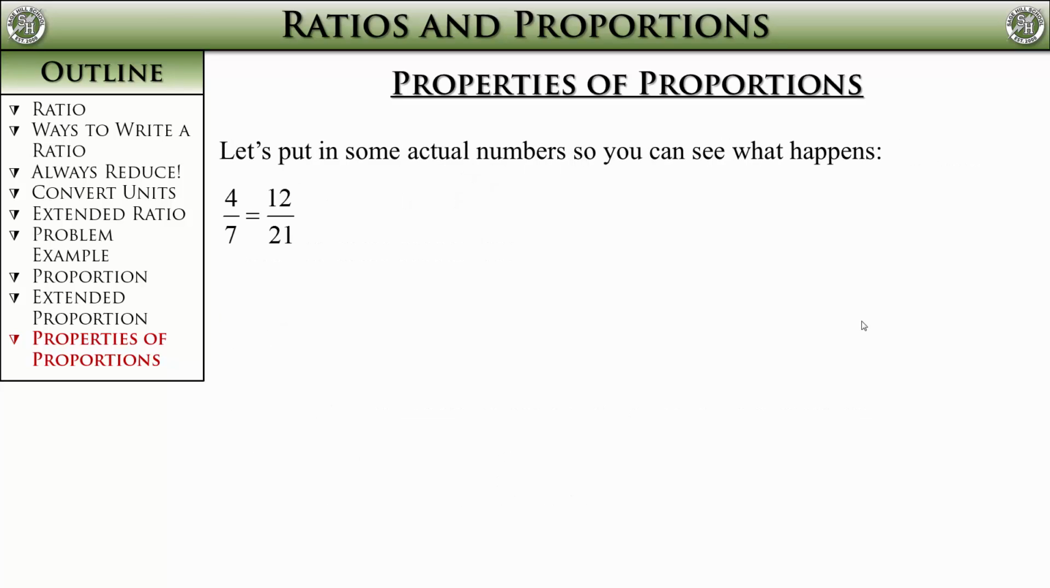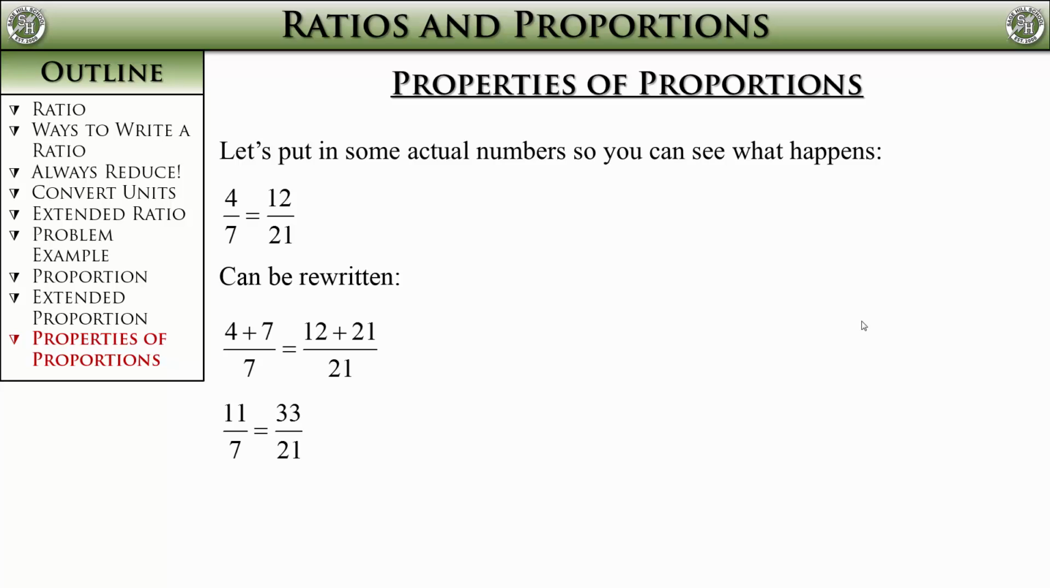Once again, let's put in some actual numbers so you can see what happens. And once again, here is our familiar proportion. This property of proportion says that we can add the denominators to both sides, so my proportion can be rewritten as (4 + 7)/7 equals (12 + 21)/21, which simplifies down to 11/7 equals 33/21, and that works. Remember, all this property is doing is adding 1 to both sides, but you have to be very careful.